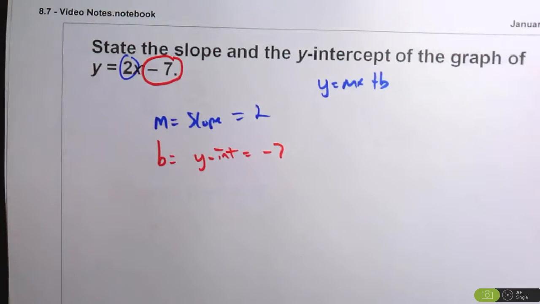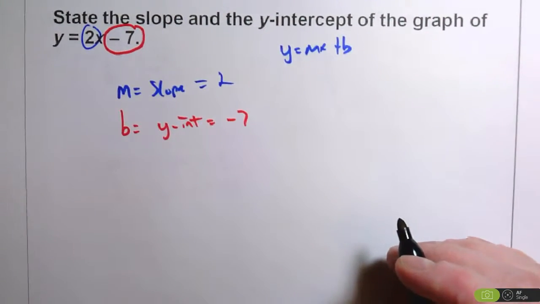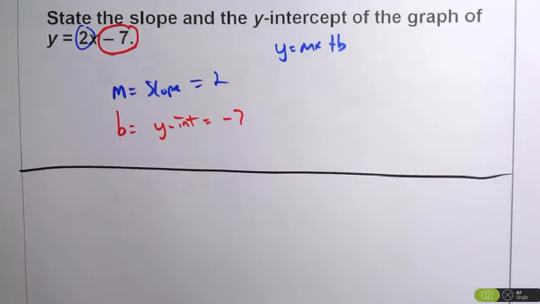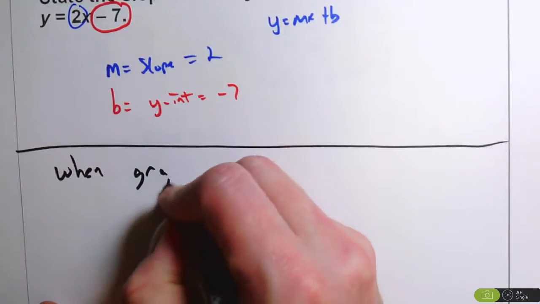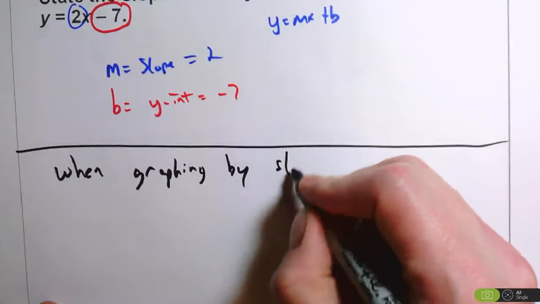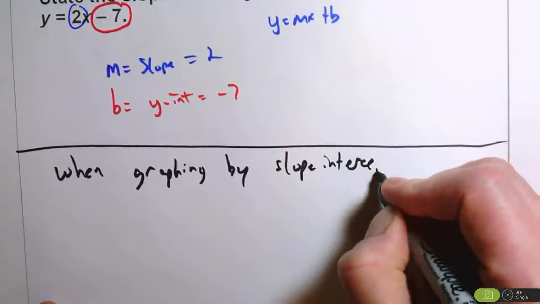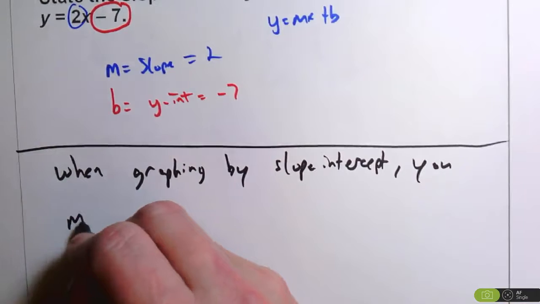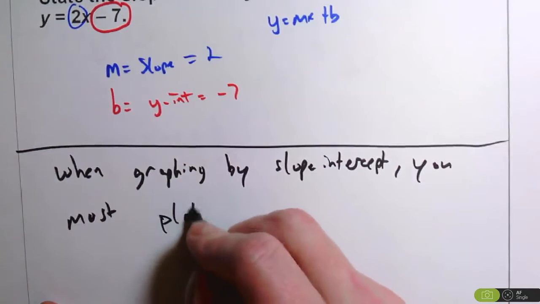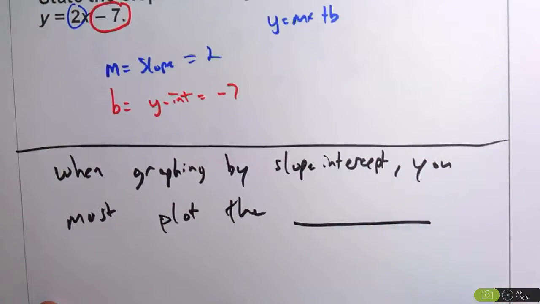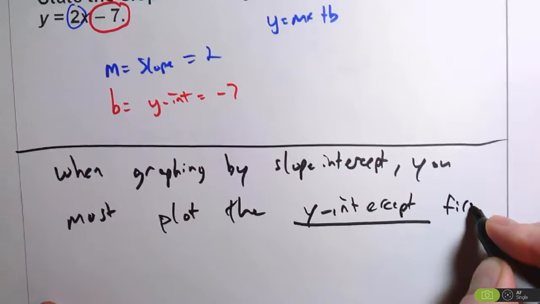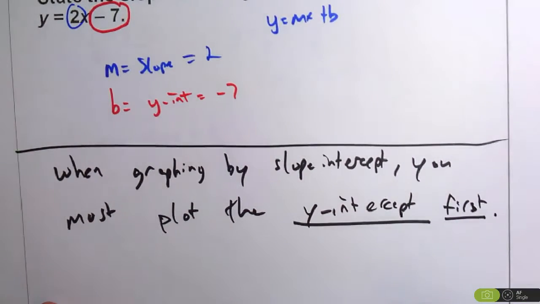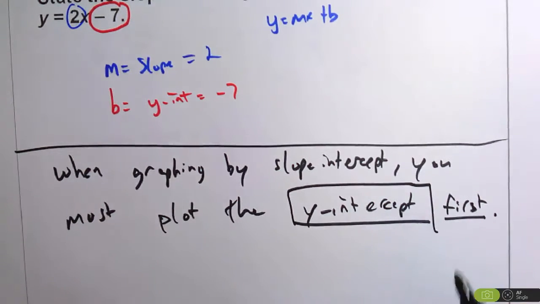All right, now, graphing-wise. We're going to graph using this method. It's really quick once we get used to it. But when you're graphing by the slope-intercept method, you must plot the y-intercept first. That's what you have to do. The y-intercept. That's what you plot first.